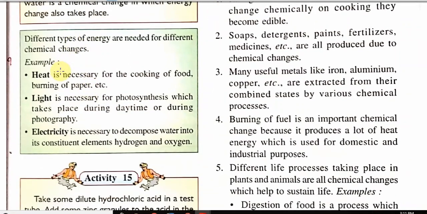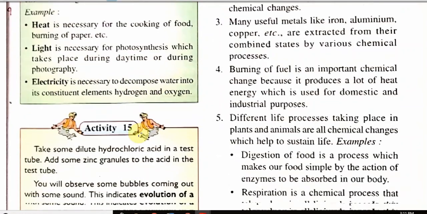Now different types of energy are needed for chemical change. Heat energy is required for cooking. Light energy is required for photosynthesis. Electricity is required for decomposition of water into hydrogen and oxygen.